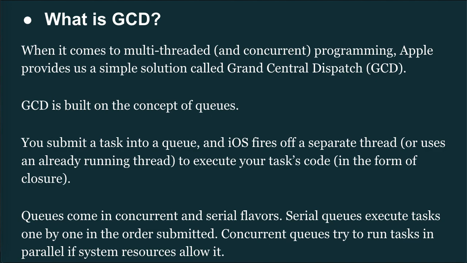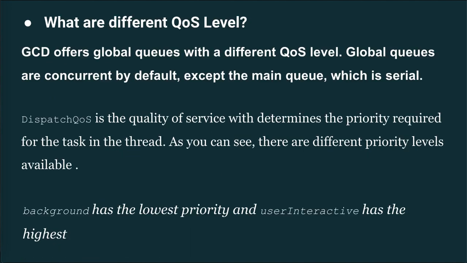Queues come in concurrent and serial flavors. Serial queues execute tasks one by one in the order submitted. Concurrent queues try to run tasks in parallel if system resources allow it.